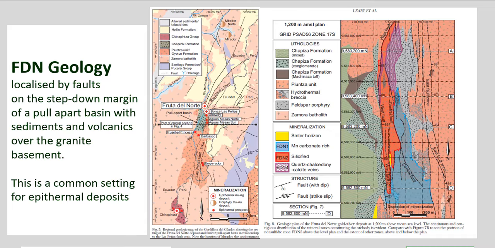The main thing about Fruta del Norte is that it's hosted mainly in the Zamora batholith, which is the orange unit on there. Can I choose a pointer? Can you see my arrow okay? Oh, okay, sorry. Yeah, so the orange stuff around the outside, that's the Zamora batholith.